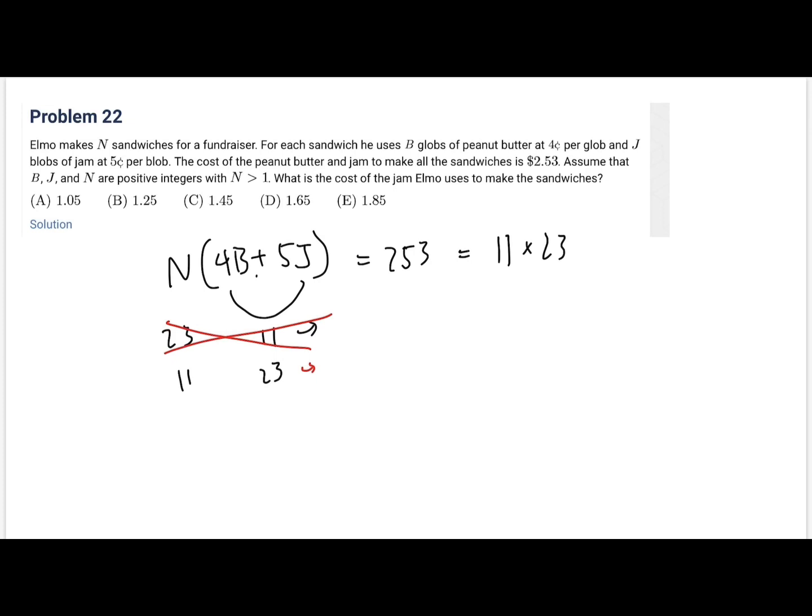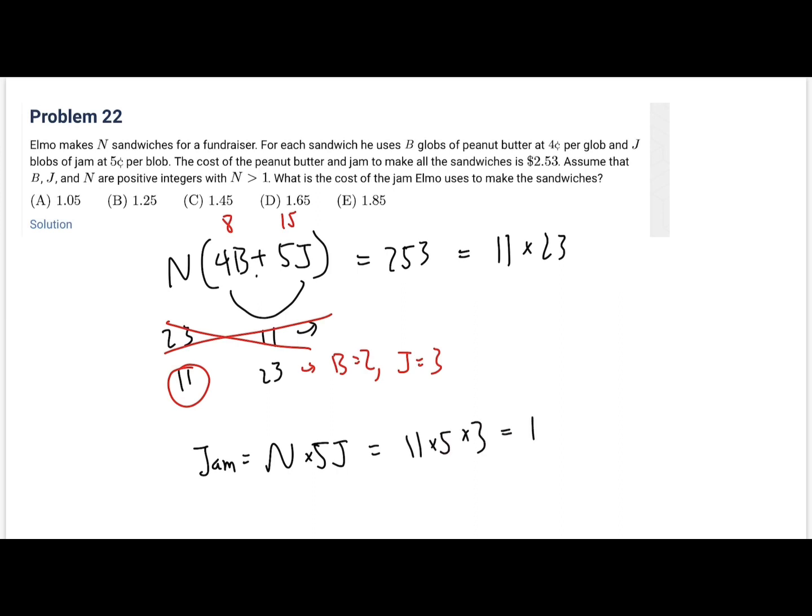Then j would be 10, 15. This would be 15, and this would be 8. Yes, so b would be 2, and j would be 3. And so n is 11. So the cost of the jam Elmo uses is n times 5j. This is 11 times 5 times 3. This is 165 cents, which equals $1.65. So it's D.